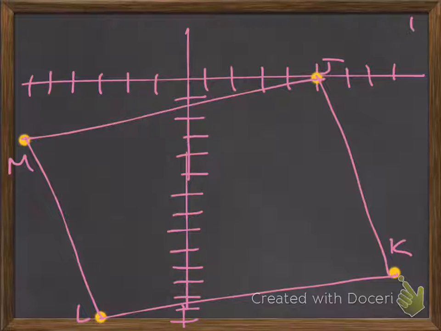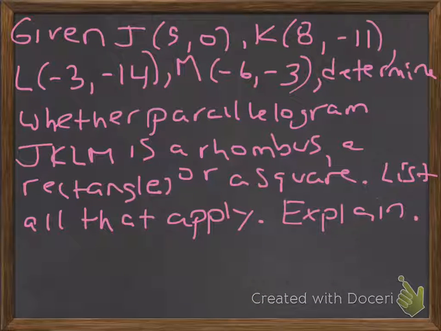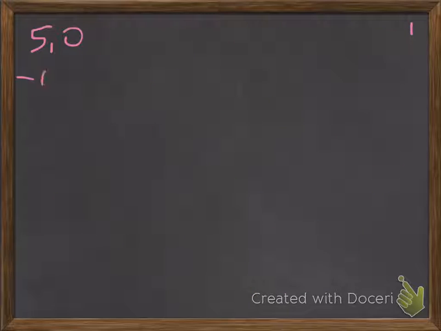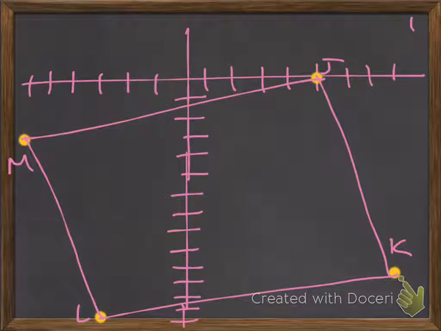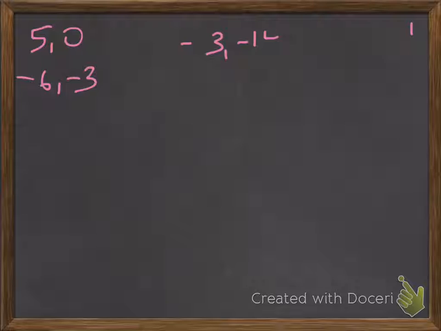I would use the distance formula to try to prove that consecutive sides of the parallelogram are congruent. So maybe JM and LM. So we're going to use the distance formula for them. So we have 5, 0, negative 6, negative 3. And LM is negative 3, negative 14, negative 6, negative 3. So if these are the same, then we can say that it's a rhombus.